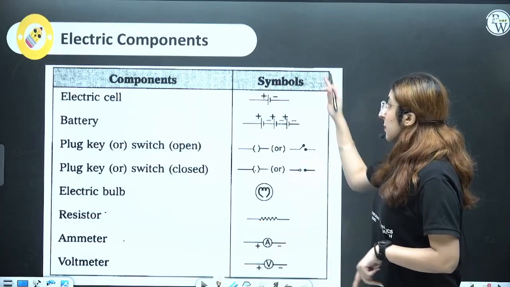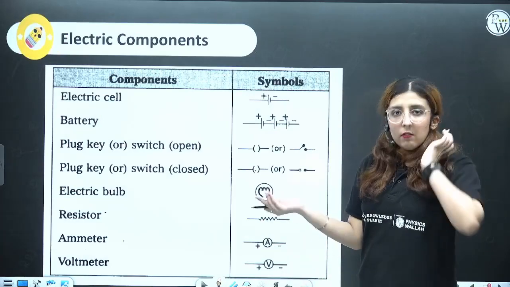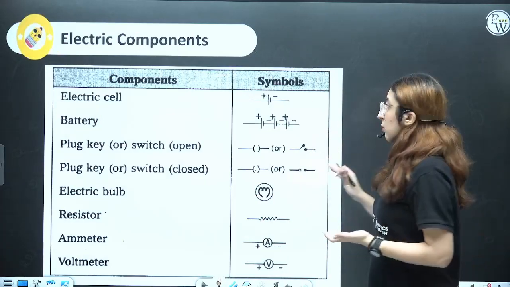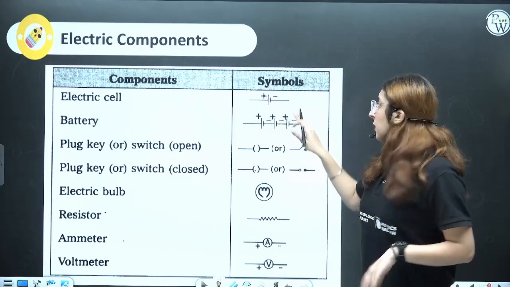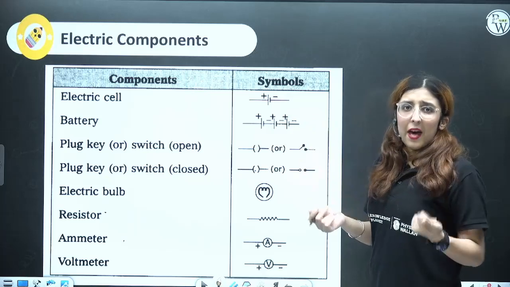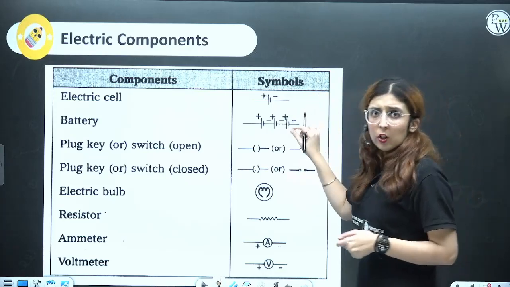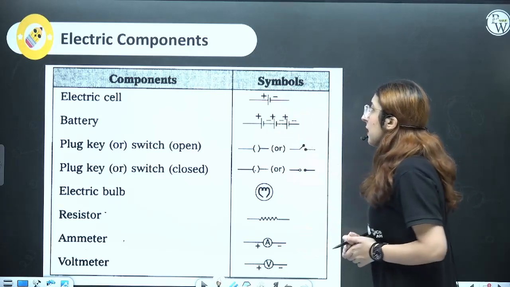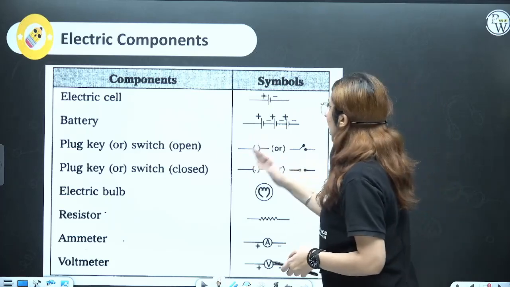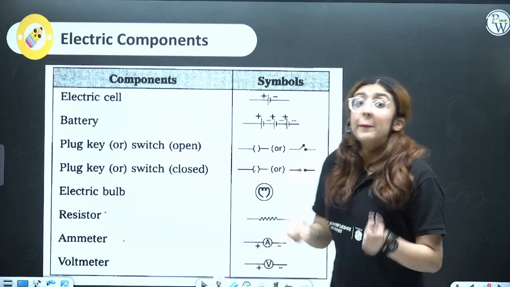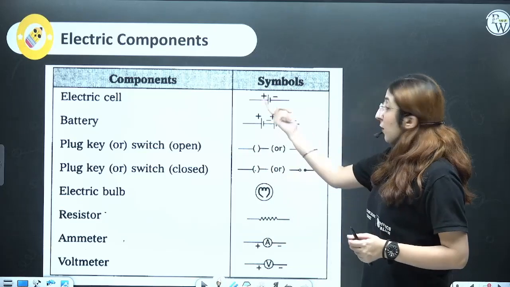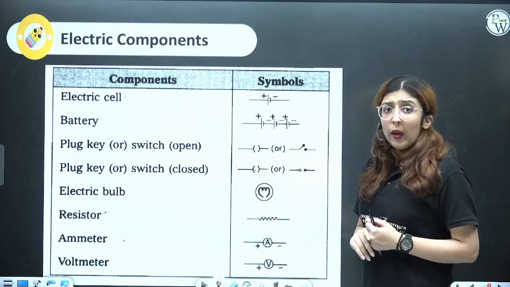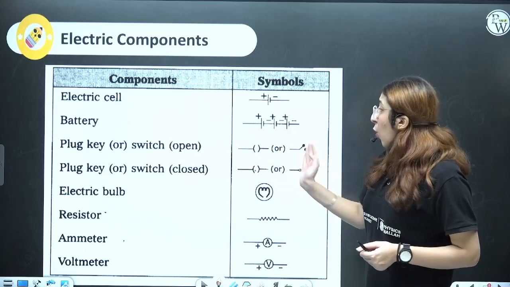Now let's talk about some electric symbols and the components that we use and their symbols also. So everyone, when we talk about an electric cell, I believe you are through. It will be 2 parallel lines, one longer, one shorter. The longer one is positive, the shorter one negative. Battery: a combination of 2 or more cells, that is your battery. So have a look, a combination of 2 or more cells. Similarly, switch open and switch closed.